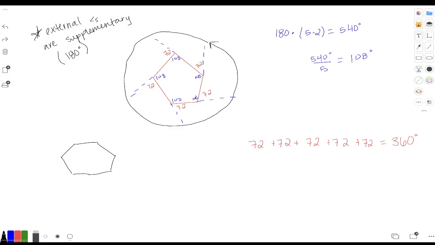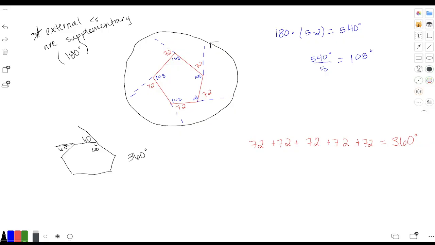Another hexagon here. We decided already that each of these internal angles of the hexagon is going to equal 120 degrees, which means that each of these external angles is going to equal 60 degrees. Now, if we take 60 and multiply that by the total number of external angles, 6, that is also going to give us 360 degrees. So we can use this information to find any of the external angles here.